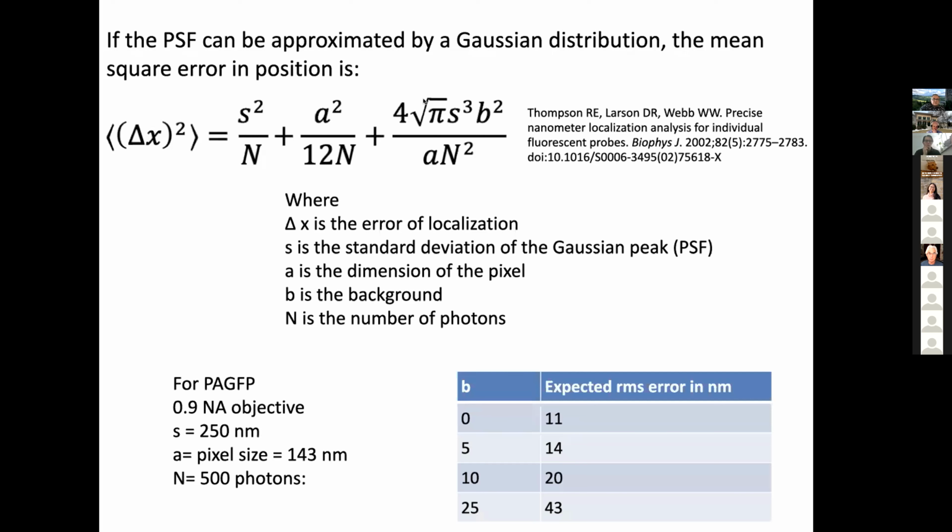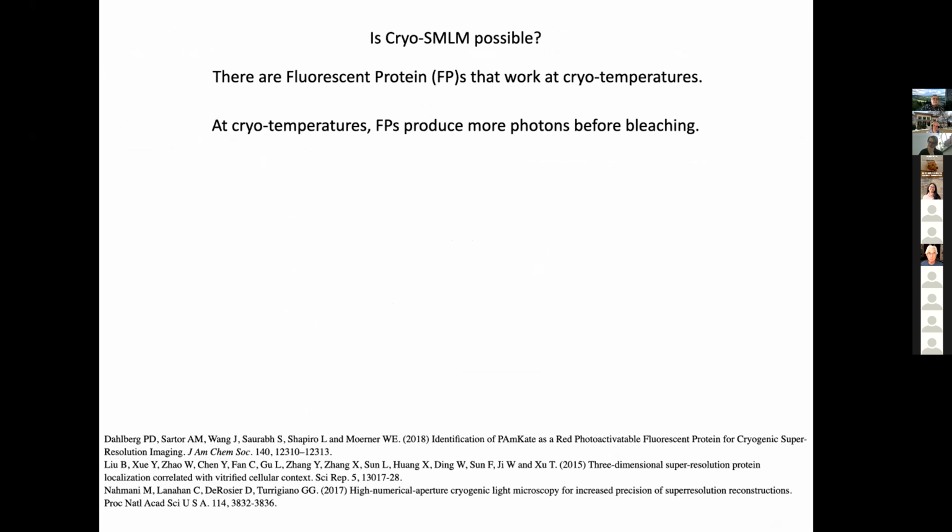And here are some just calculated examples. For instance, if you have no background at all, then the error, if you have a 0.9 NA objective, a point spread function of 250 nanometers, a pixel size, and about 500 photons, would be about 11 nanometers. If you have an increasing background, here you would have, let's say, 25 photons in the background, which is not a big number. You've already quadrupled the size of the error. That is, the precision is now much poorer. But still, you can see you can do much better than you can with just plain fluorescence microscopy.